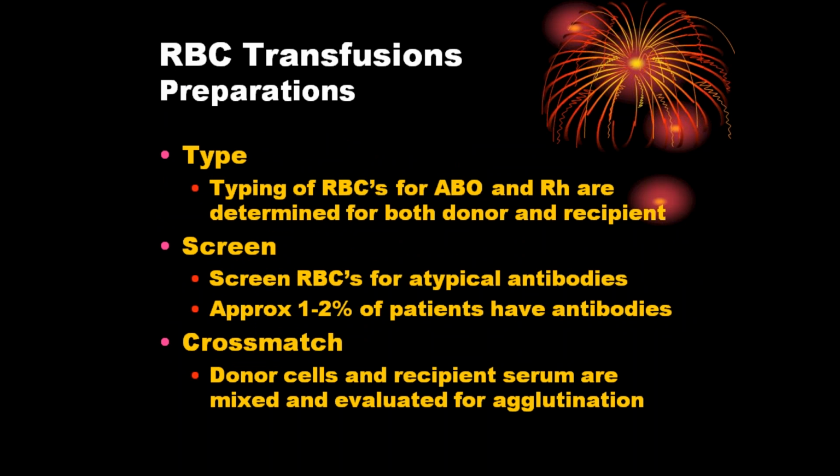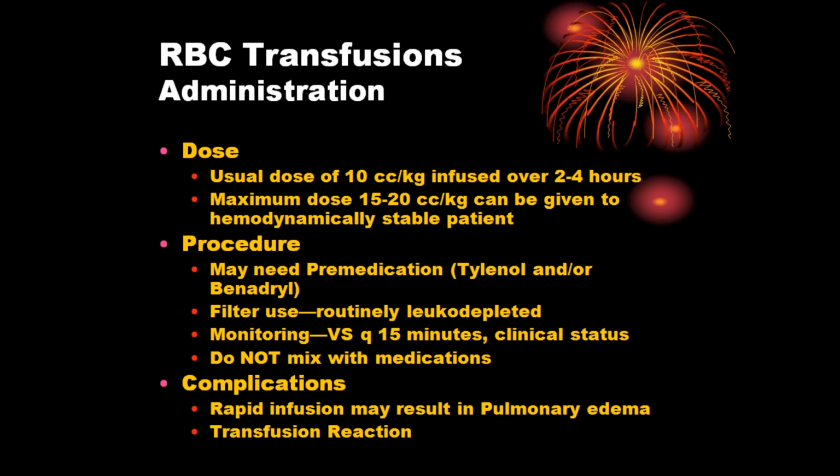RBC transfusion preparation: ABO typing, screening of RBC for atypical antibodies, and cross matching. Administration: the dose of 10 cc per kg over 2 to 4 hours. Maximum 15 to 20 cc per kg, and through a central line. It may require pre-medication to reduce allergy. Filter use is advisable. Monitoring: you have to look for allergic reactions and clinical status, and do not mix with medicines. Complications: rapid transfusion may result in pulmonary edema and transfusion reactions.